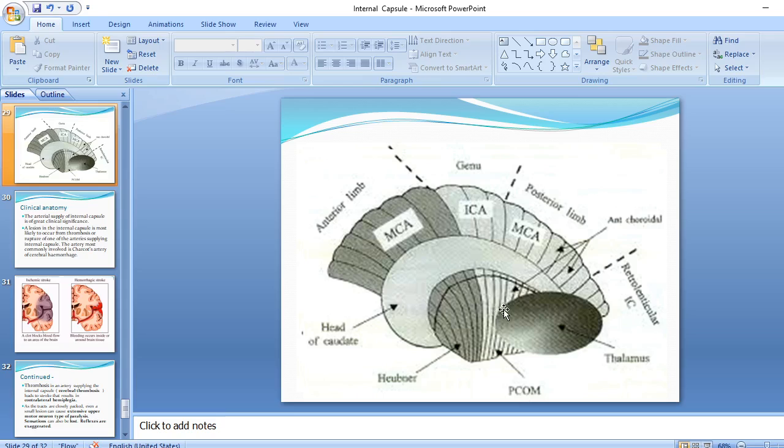The lower part of the internal capsule, you can see here, is supplied by the artery and branches from the posterior cerebral artery. You can see the retrolentiform part. This is supplied by the internal carotid artery.